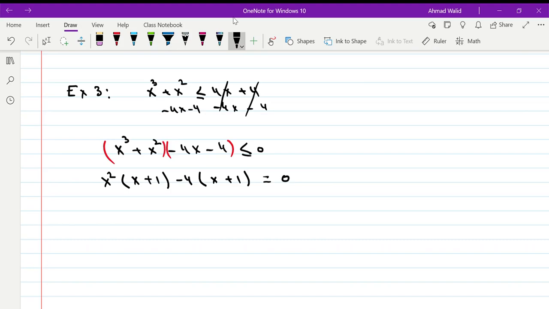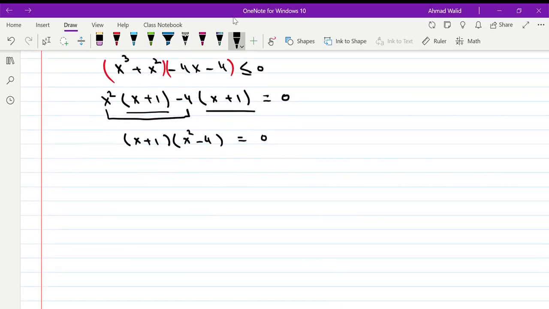Now, the parentheses are the same, so take one of them, x plus 1, and put these two in the second parentheses: x squared minus 4 equals 0. Oh, you see, again you can factor x squared minus 4. Then your factors will be x plus 1 times, open new parentheses. What are the factors of x squared minus 4? Of course, x plus 2 and what? X minus 2.